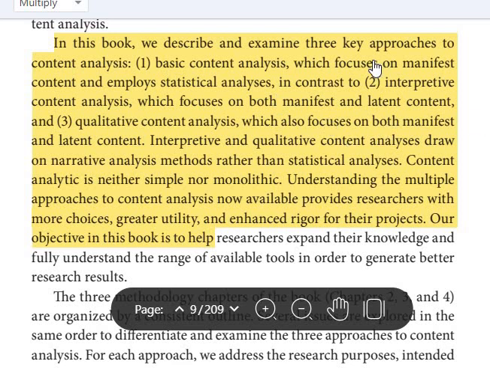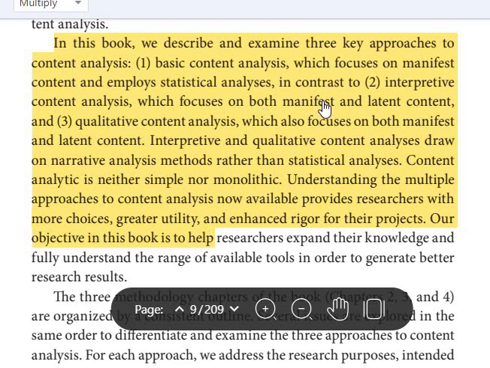And the second one is the interpretive content analysis. When we're talking about interpretive, you're focusing on interpretation. Okay, so you're not merely giving the facts, you're also explaining them. So here in the second one, you've got the interpretive content analysis.